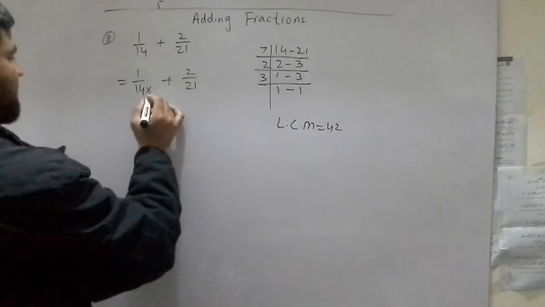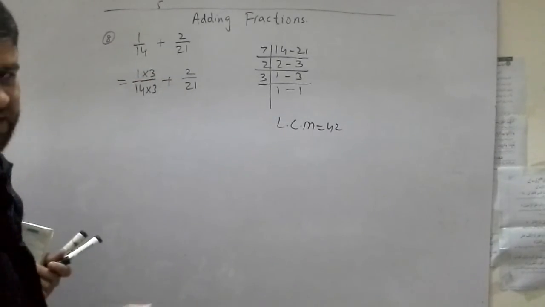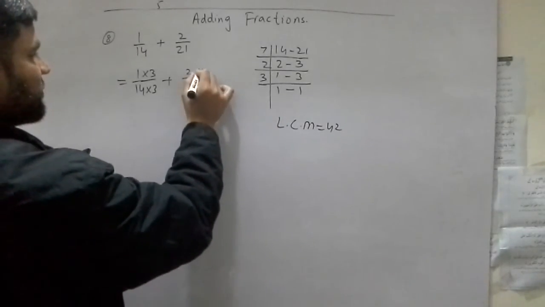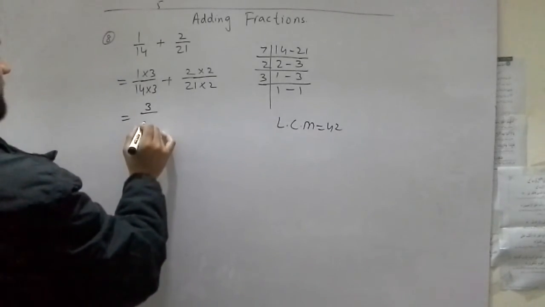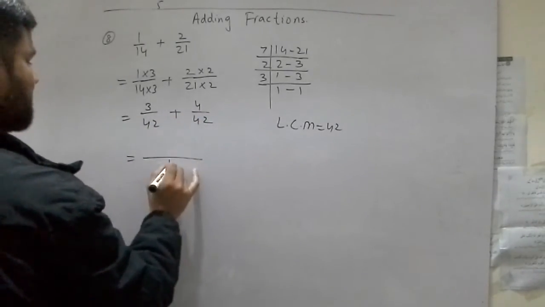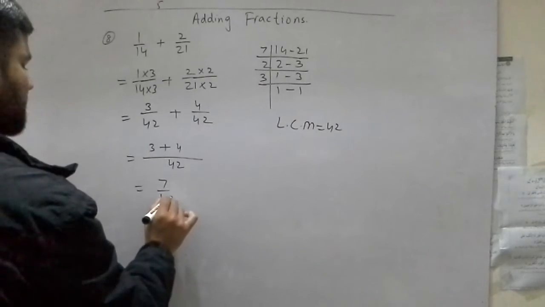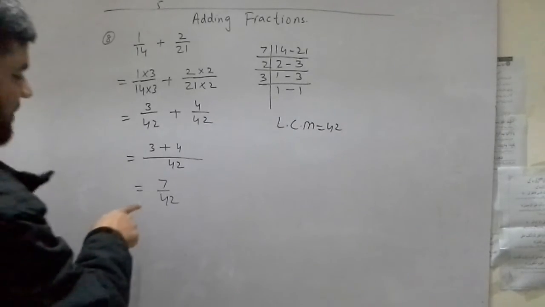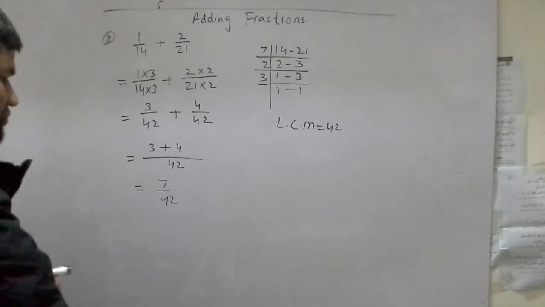So 14 times 3 will give me 42, and multiply the numerator as well with the same number by which you multiply the top and bottom. So 21 times 2 will give me 42, and multiply the numerator as well. Now 1 times 3 is 3 and 14 times 3 is 42, plus 2 times 2 is 4 and 21 times 2 is 42. Now the denominator is the same, and 3 plus 4 can be added now. Now 3 plus 4 is 7 over 42. Now in this question you can see this 7 and 42 can be divided or cancelled out or simplified by the 7, because 7 times 1 is 7 and 7 times 6 is 42. So we will simplify it.